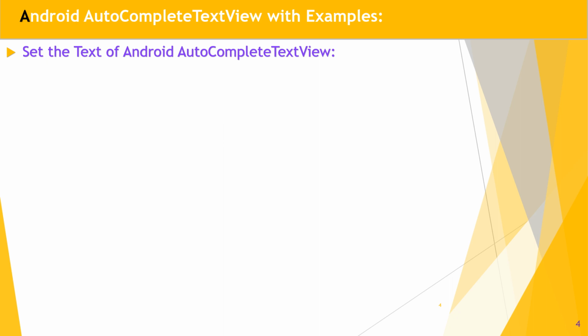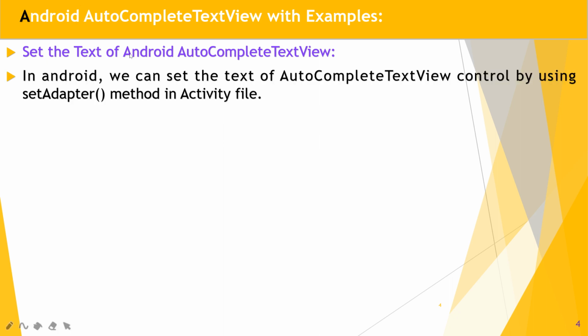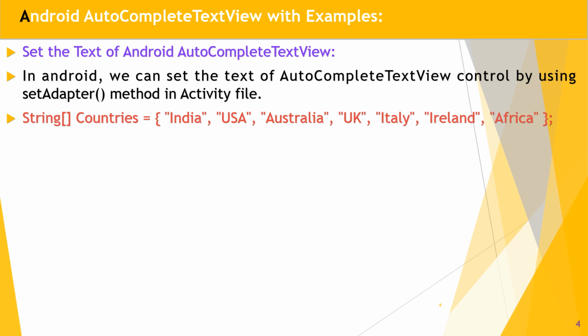Next part, set the text of Android autocomplete text view. So how do we set the text or the drop down list for the autocomplete text view? In Android, we can set the text of the autocomplete text view control by using the setAdapter method in the activity file. So first create an array of strings, that is the suggestions you want to give in the drop down list.